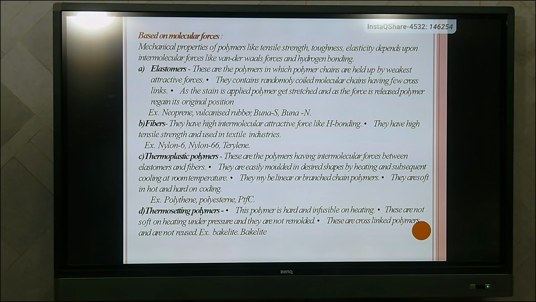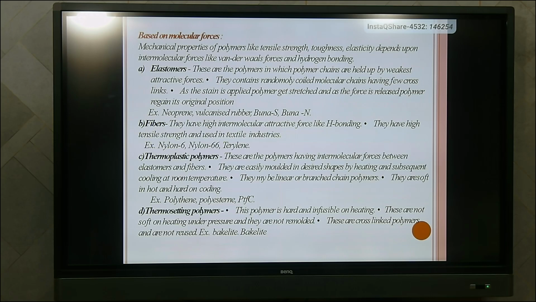Rubber is a very good example, and neoprene, Buna S, Buna N are good examples of elastomers. The monomers have a bond which is weak van der Waals forces. They'll form a polymer chain, and if you apply any pressure, they will elongate, and if you release the pressure, they'll come back to the exact position. So this is the striking beauty of the polymers, which stands distinguished from the rest of the polymers.